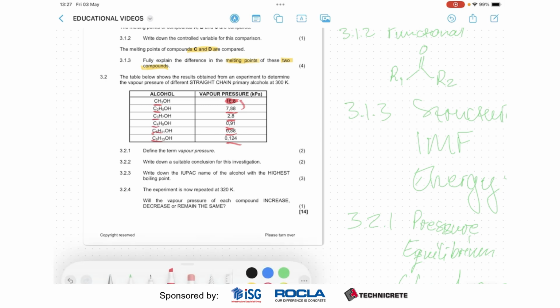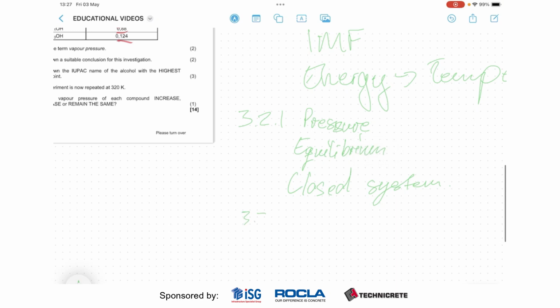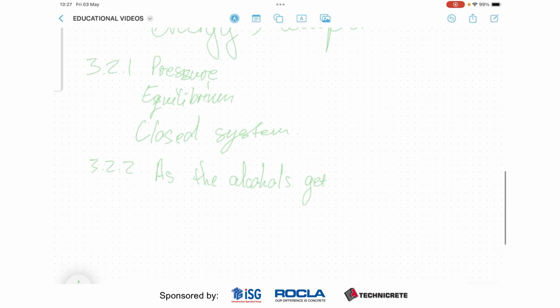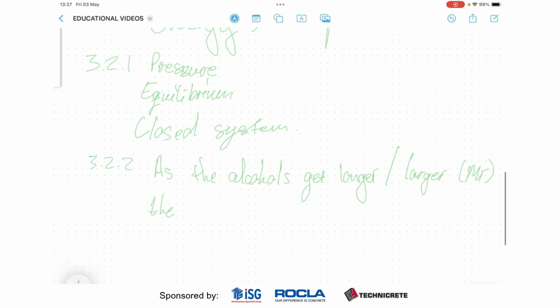So I think a decent conclusion from this would be: as the alcohols get longer, or you could say larger, and if you want, you can talk about molecular mass, then as that happens, the vapor pressure decreases.